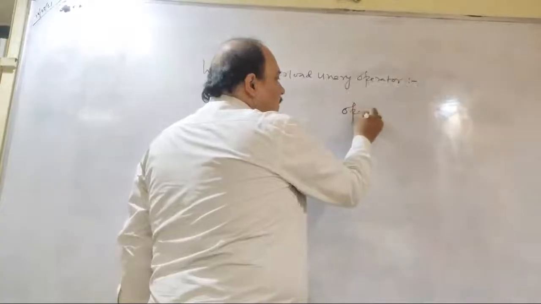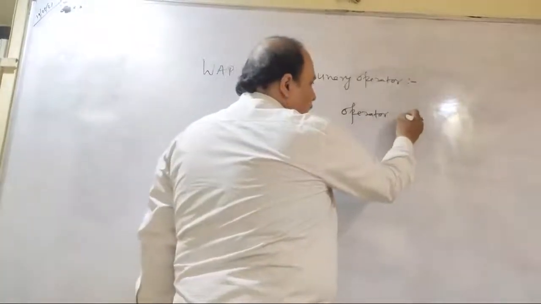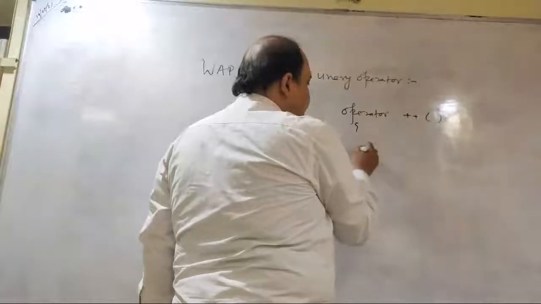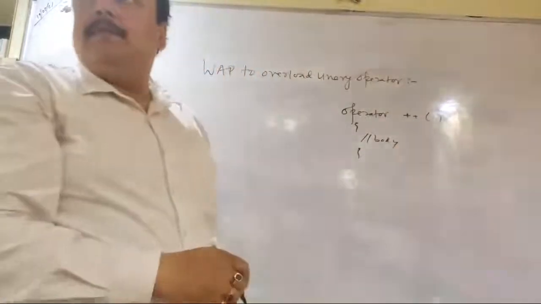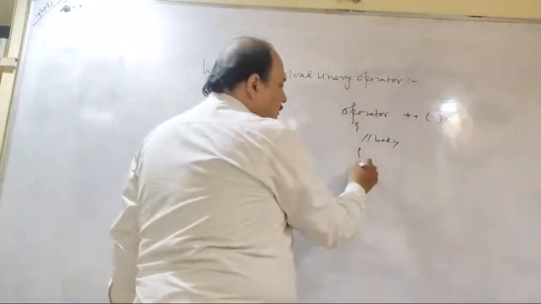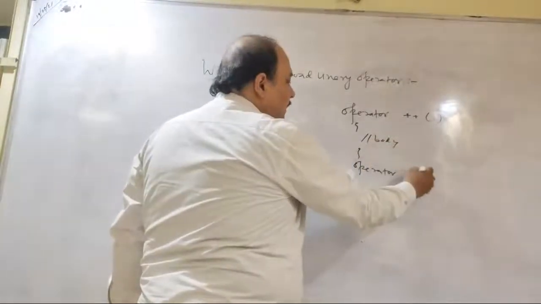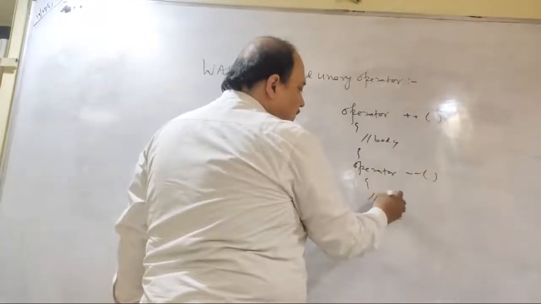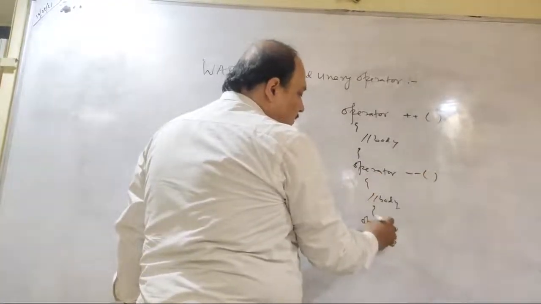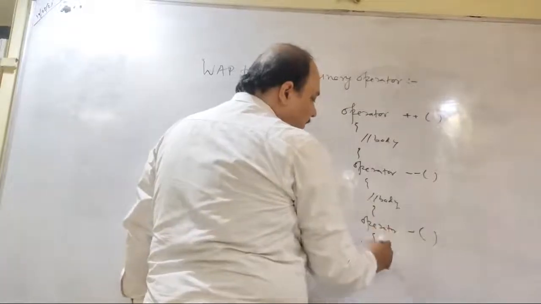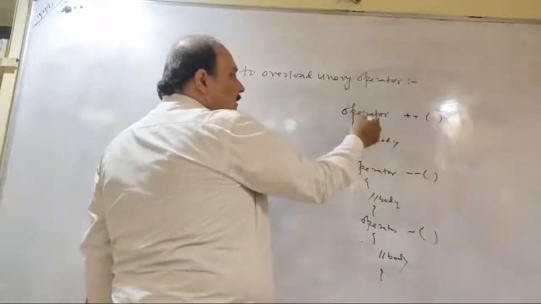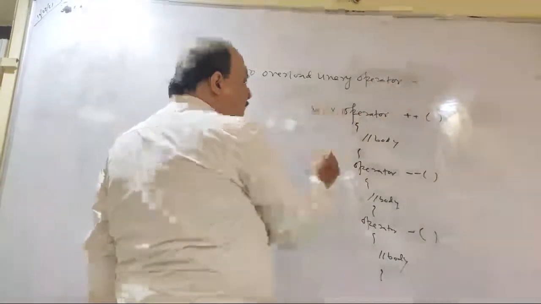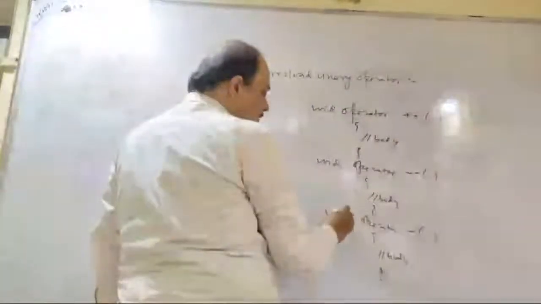The operator function may be for plus plus. Here we write the body as per the requirement of the program. For minus minus, we have operator minus minus. For negative, we have the operator minus. That means if you do not want to return anything, we place void here. Now, is this section clear to you?